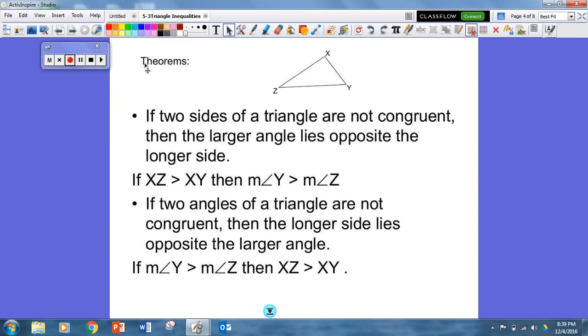If two sides of a triangle are not congruent, then the larger angle lies opposite the longer side. So if XZ is greater than XY, then angle Y is greater than angle X. If two angles of a triangle are not congruent, then the longer side lies opposite the larger angle. This is the converse to the previous. So therefore, if the measure of angle Y is greater than the measure of angle Z, then XZ is greater than XY.